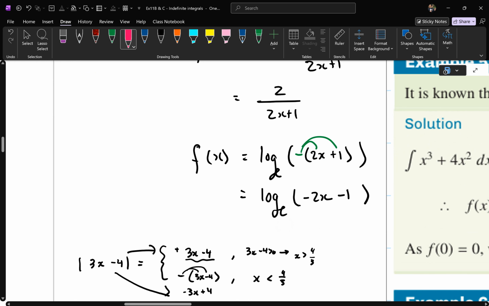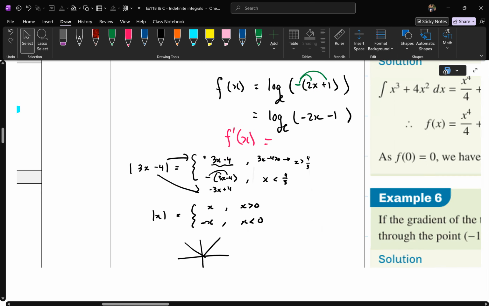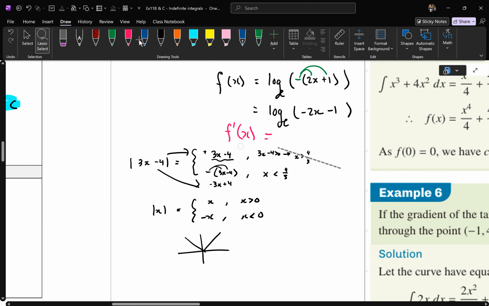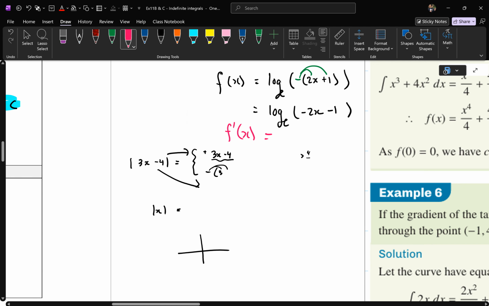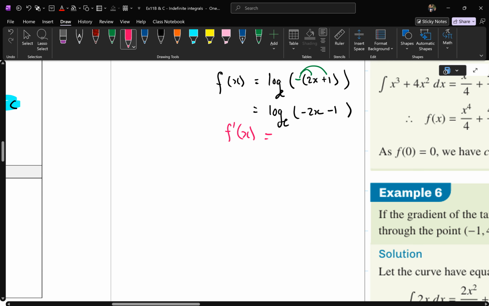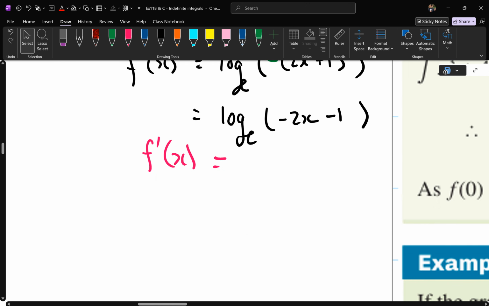Now let's see. What's the derivative equal to? Oh, that's not cool. Let me do it again. There we go. Same thing again. Let's do it. Derivative of the inside. What does this give me? -2. This gives me the -2.